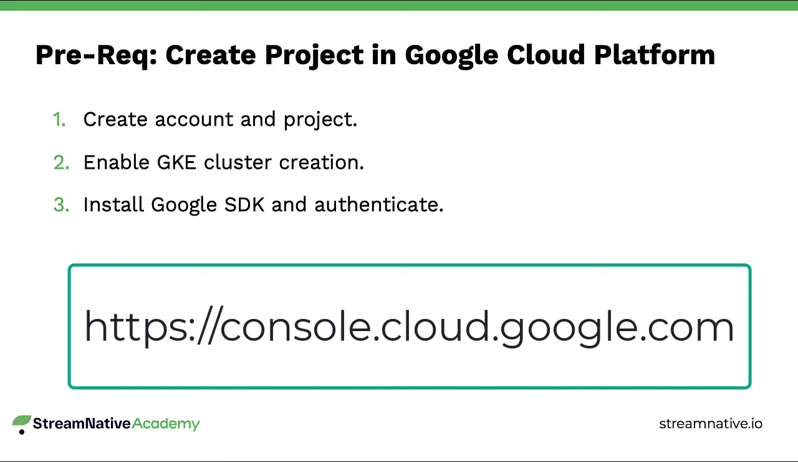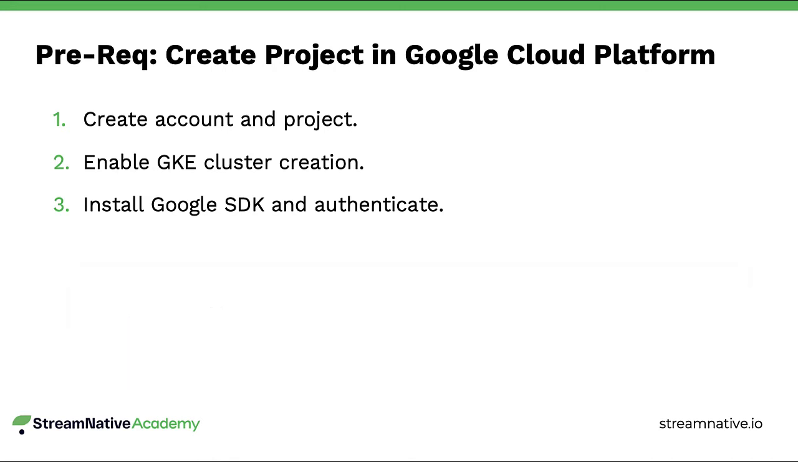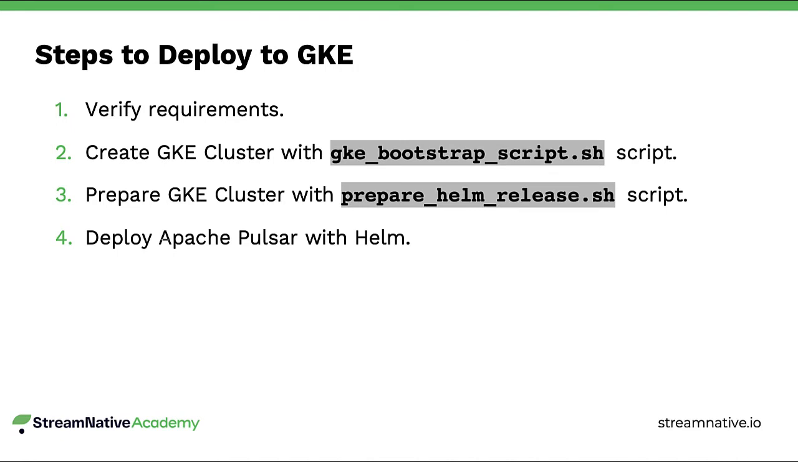There, we can create our first project, which is a way of splitting entities in GCP. Once we have that, we can go to GKE and enable the creation of clusters. That operation takes a couple of minutes in case you haven't done it beforehand. Finally, we need to install the gcloud SDK and set it up correctly.